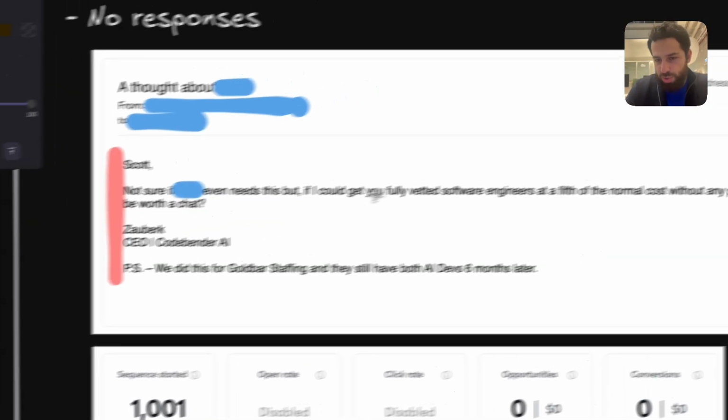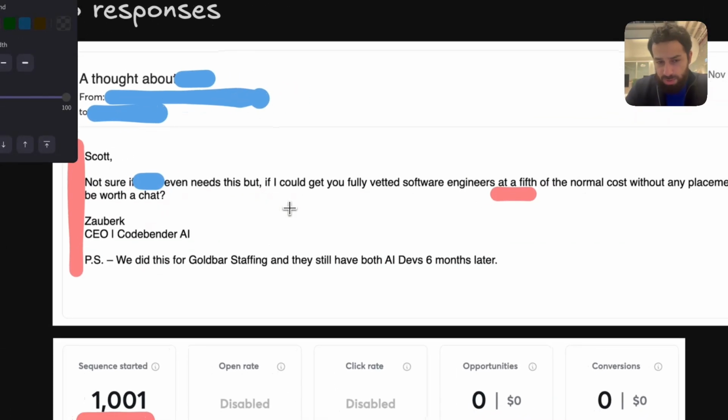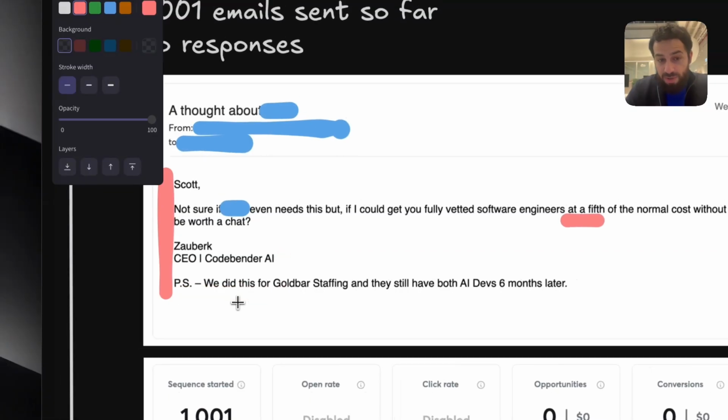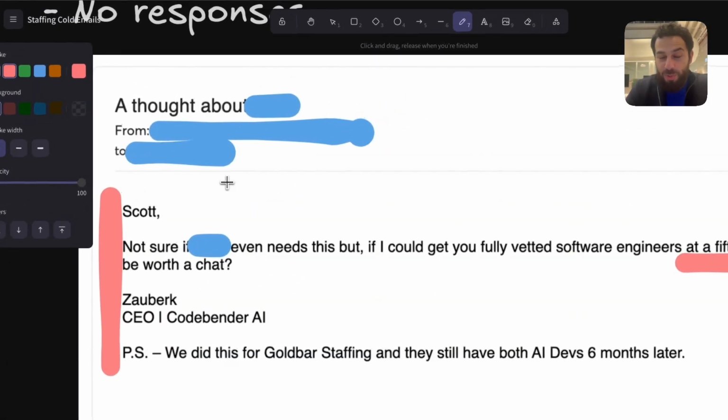And then we just added an element that we can staff developers at a fifth of the normal cost without any placement fees. Is it worth a chat? This is the message. And very important, we need to add a PS note at the bottom. This is very, very important. Why? Because after the subject line, the thing that people read the most is the PS note. So you want to make sure you have one.